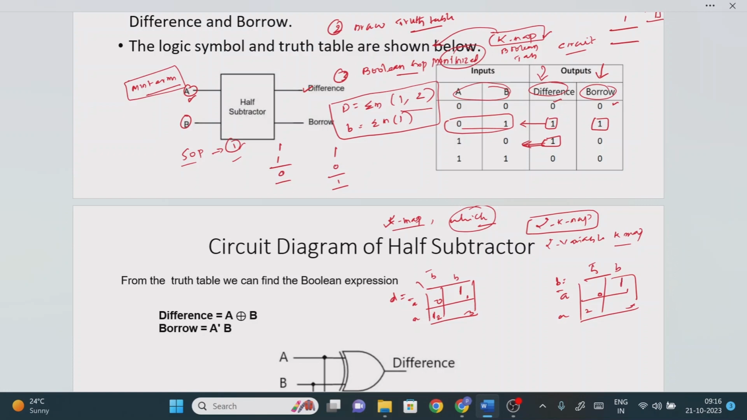Now we need to perform the grouping operation. So what is the expression for this one? A bar into B, plus A B bar. This is the expression for the difference. If you observe this, this is the logic expression for the XOR logic gate. Instead of writing this, we can write A XOR B.